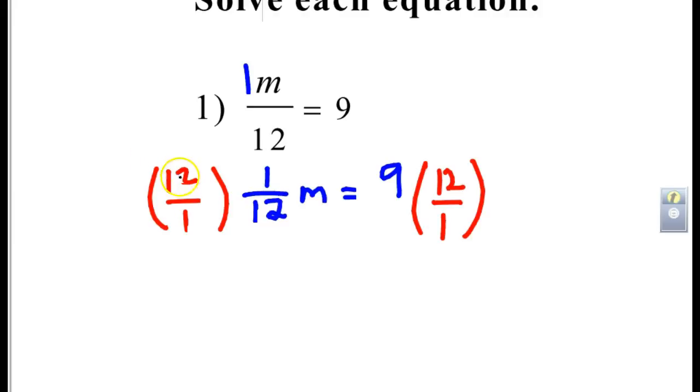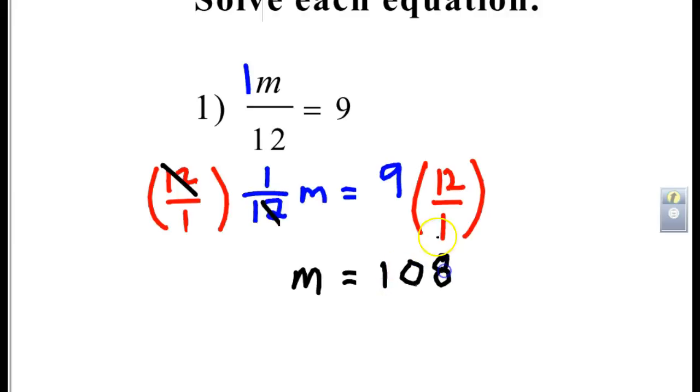We already know that 12 over 1 times 1 over 12 equals 1. Right? They cancel out, so we just get 1m. And then 9 times 12 divided by 1. Right? Multiply the top, divide by the bottom. So we get 9 times 12, which is 108.